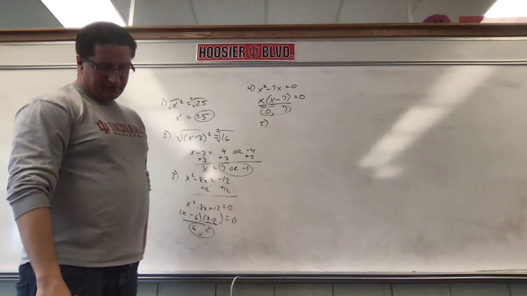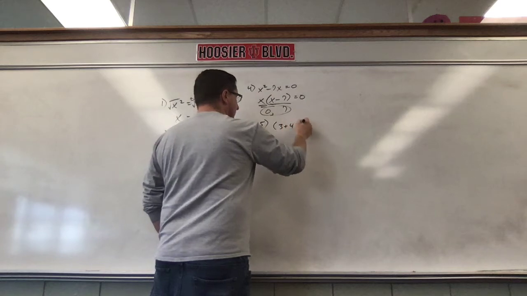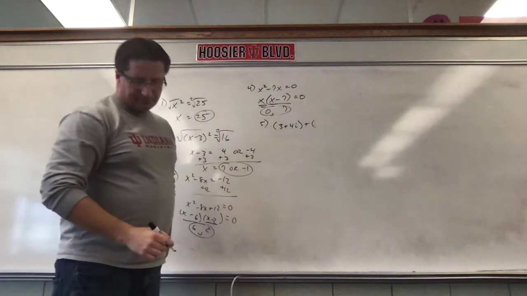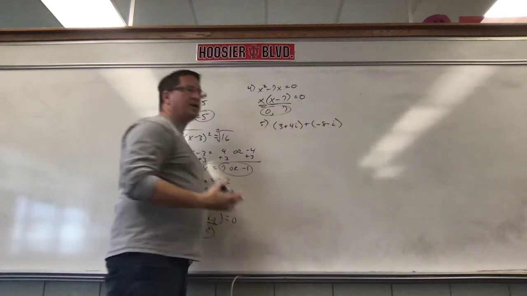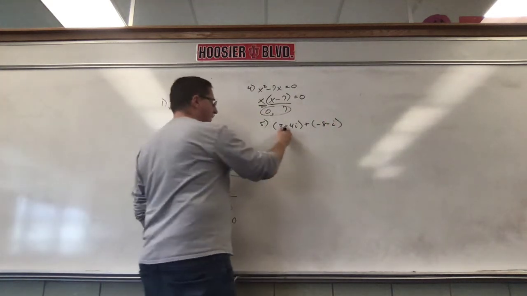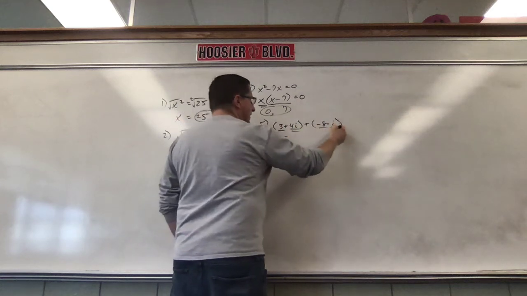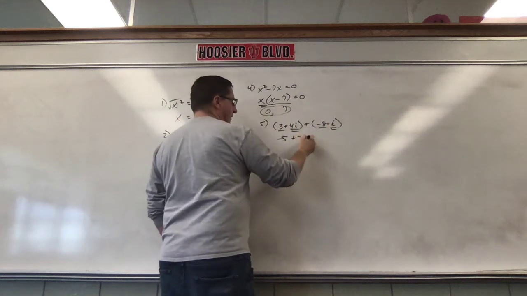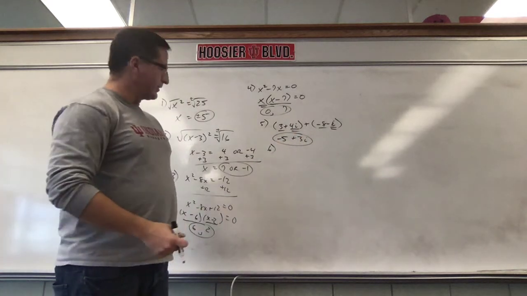Number 5, simplify 3 plus 4i plus negative 8 minus i. We're just adding the real parts and adding the imaginary parts. 3 is real, negative 8 is real, 3 plus negative 8 is negative 5. 4i and negative 1i is a positive 3i. And that's it. Just adding the real parts and adding the imaginary parts.